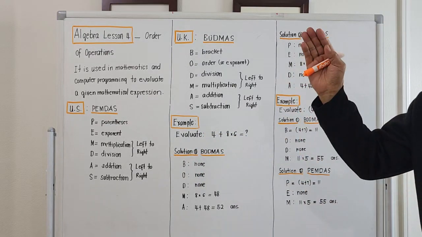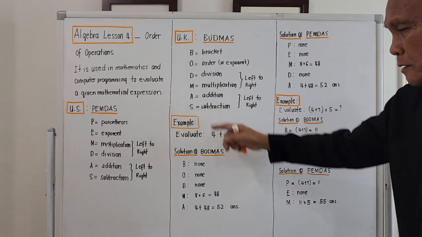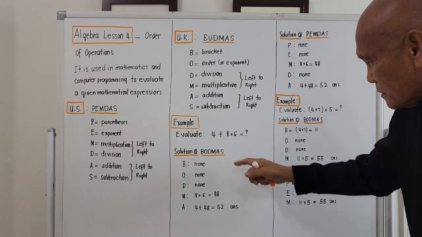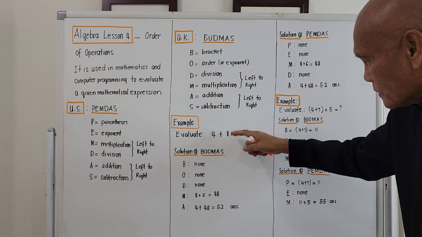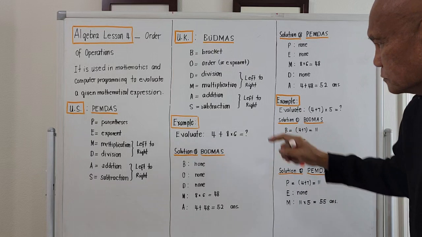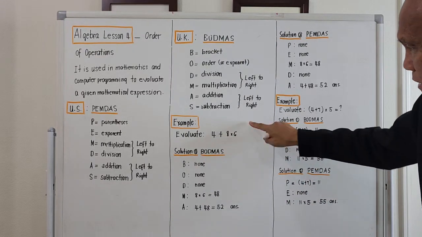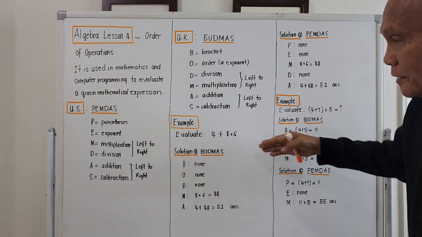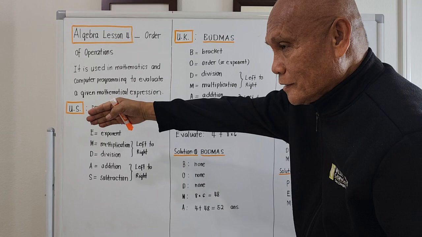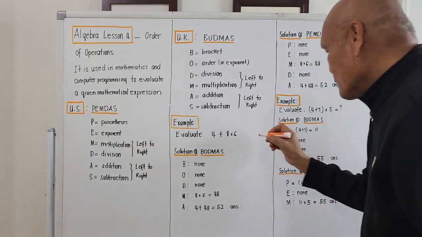Okay? Okay, let's try to bring out an example. Example number 1. Evaluate 4 plus the product of 8 times 6, what will be equal to? This is how they write in the so-called computer programming. They write it horizontally. So, okay, what will be the value of this one?